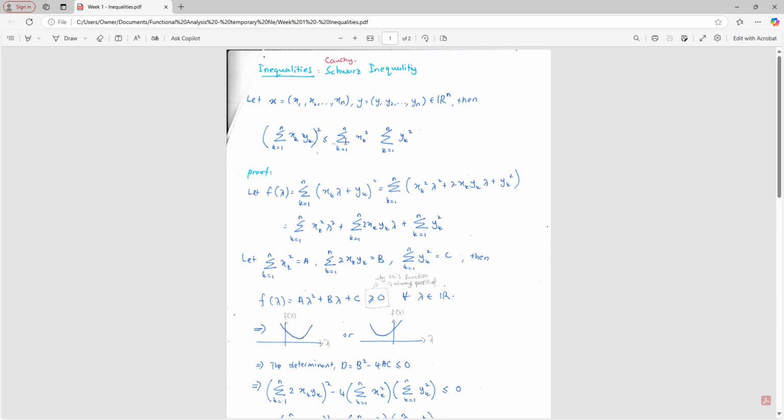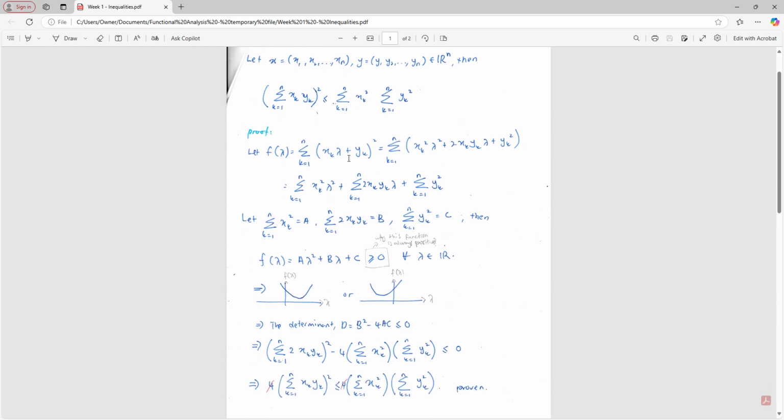Now we are going to look at the proof for this inequality. First of all, I'm going to define my function like this. My function here depends on the lambda. How do I define it? I'm taking the summation from k to n, where xk is my constant and lambda is my variable, of xk lambda plus yk, squared.